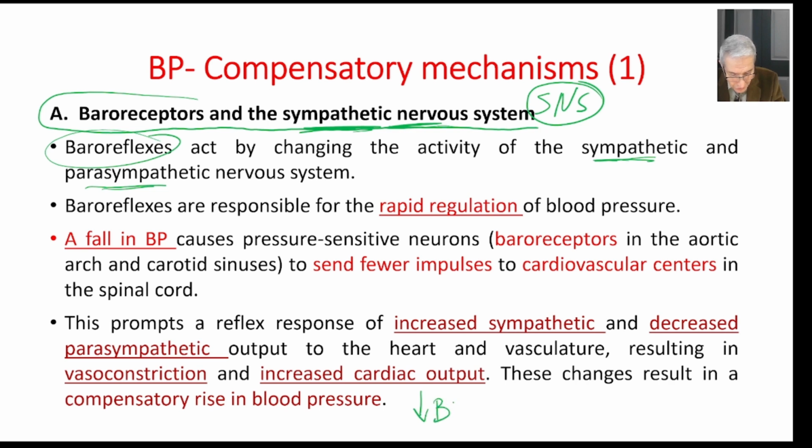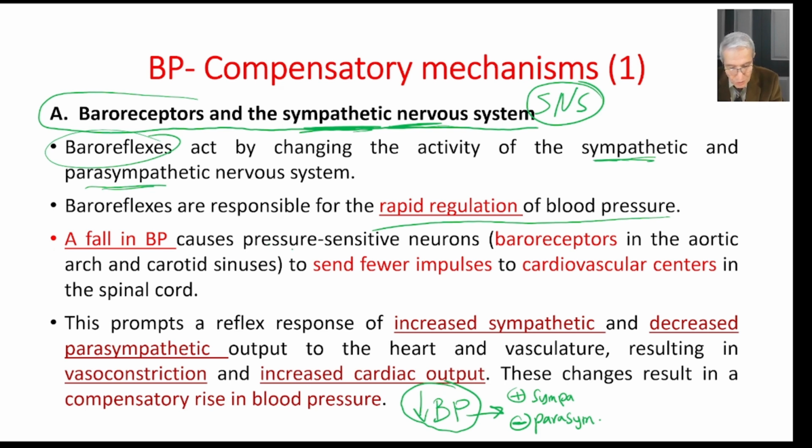When you have decreased blood pressure, this will stimulate the baroreflex by stimulating the sympathetic system and inhibiting the parasympathetic system. So this is a compensatory mechanism: stimulate sympathetic, inhibit parasympathetic. Okay, baroreflexes are responsible for rapid regulation of blood pressure. Any change in the blood pressure, this system will be activated.